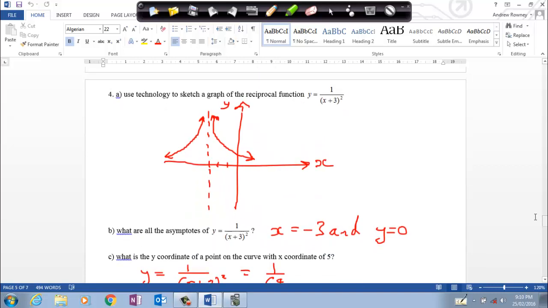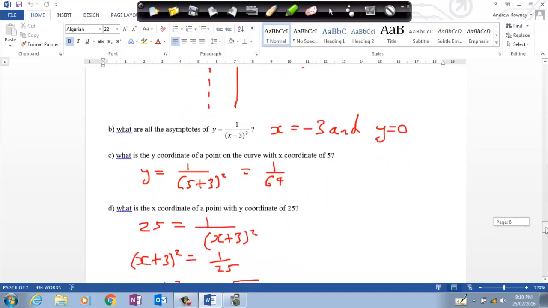Okay, number 4, use technology to graph this reciprocal function. So we can do it theoretically. We know that there's an asymptote at -3, so you do a dotted line at -3, and they've both got to be positive, but you could do that on the graphics calculator and you'll get this come up. Make sure you set the window range so that you get most of the screen showing both of those curves.